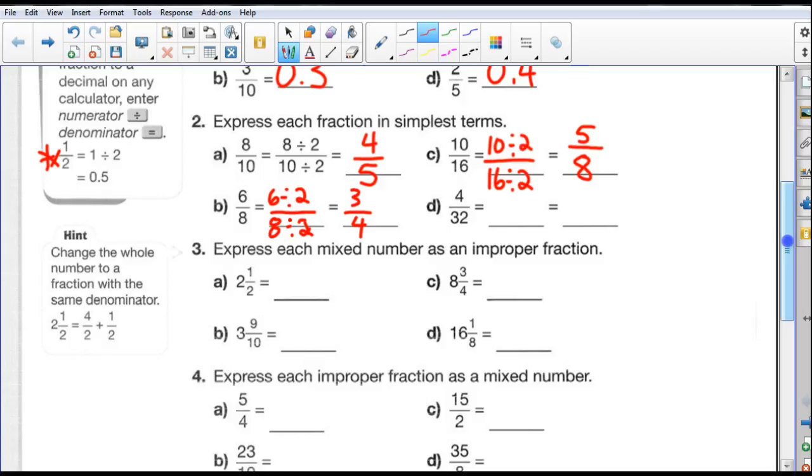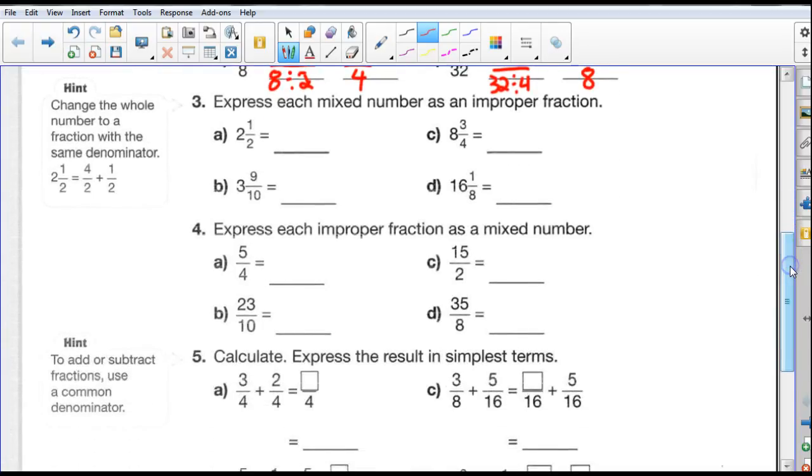And 4/32. Well, what is the largest number that will divide equally into 4 and 32? Well, it just happens to be the number 4. So we take 4 divided by 4, all over 32 divided by 4. 4 divided by 4 is 1, and 32 divided by 4 is 8. So 4/32 is equivalent to the fraction 1/8.